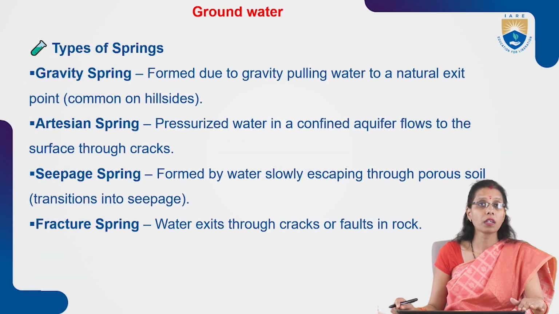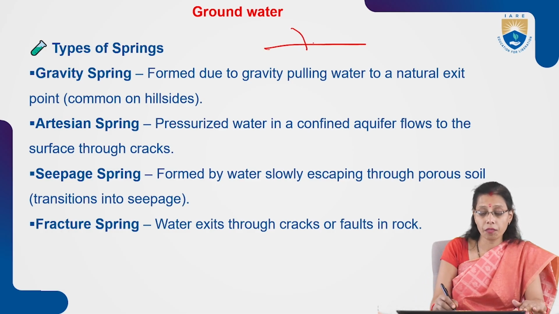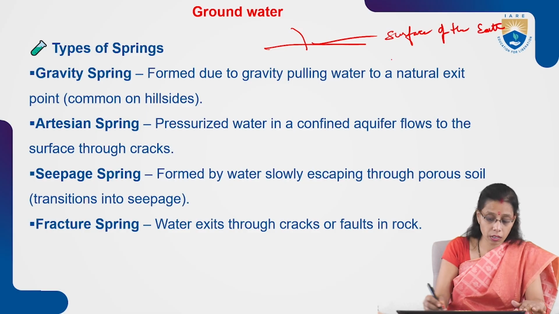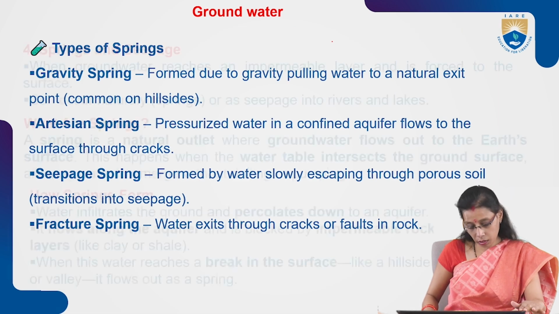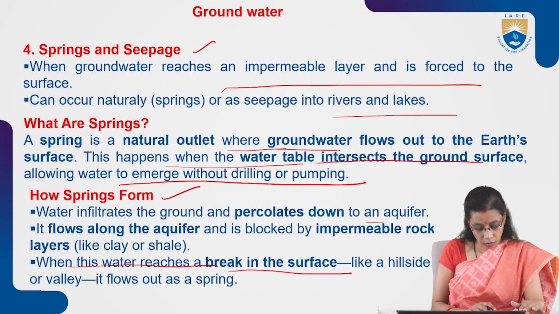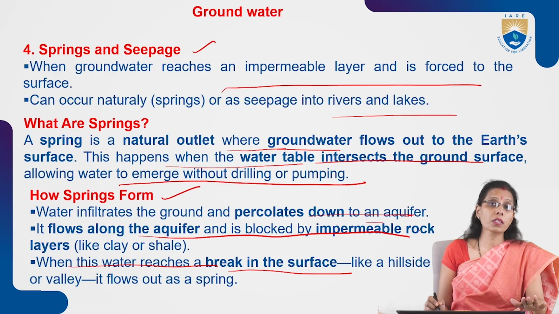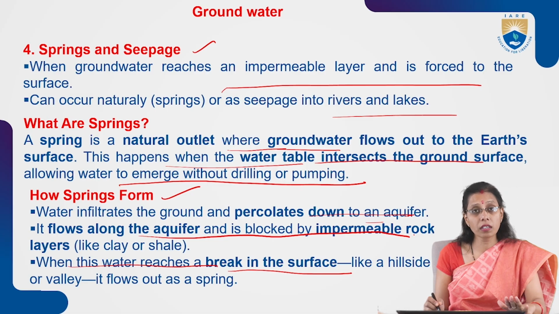Now, what are the types of springs? So basically, suppose this is the surface of the earth. Now the water is percolating. In this percolation, what happens? Here water infiltrates the ground, percolates down to the aquifer, and flows along the aquifer. It is blocked by impermeable rock layers like clay and shale, and then it comes out as a spring.